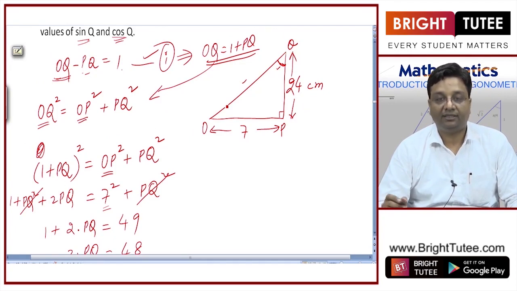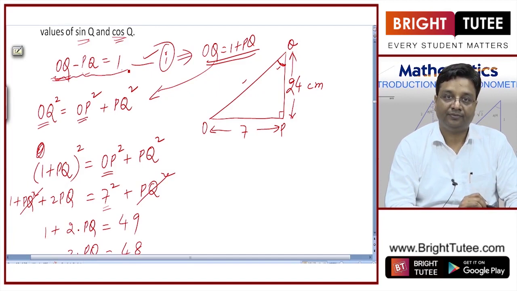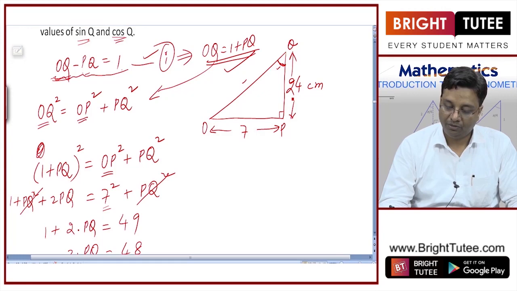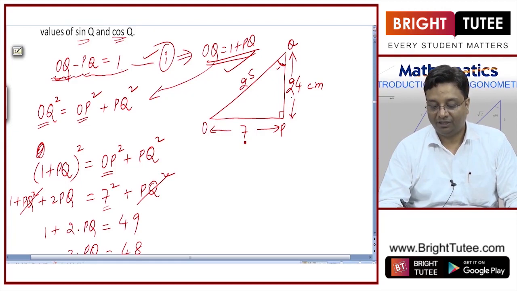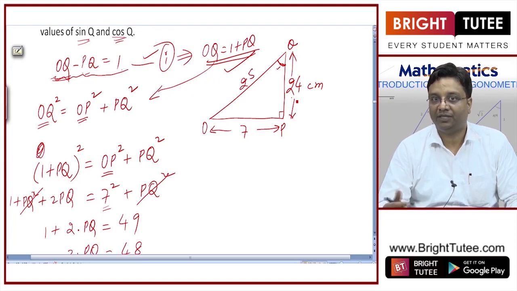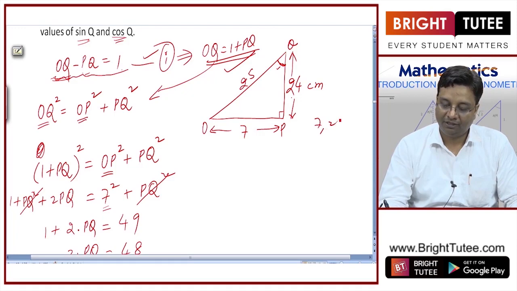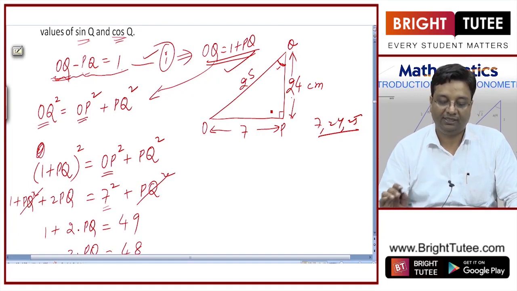So now I need to find the third side, which is OQ. So what I can do is I can put it in this relation, right? OQ is nothing but 1 plus PQ. So PQ is 24, so OQ is 25. Otherwise you can apply Pythagoras theorem, 7 square plus 24 square, 7 square is 49, 24 square is 576. When you sum these, 625, square root is 25, right? Third way, you need to memorize the Pythagorean triplets, 7, 24 and 25 is a Pythagorean triplet. Okay, anyways, we have found these three sides.